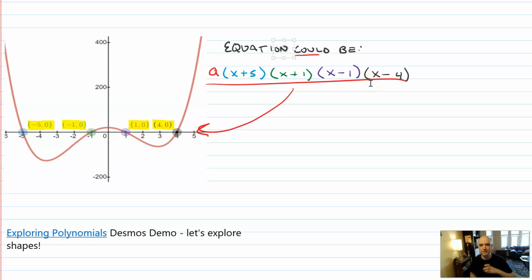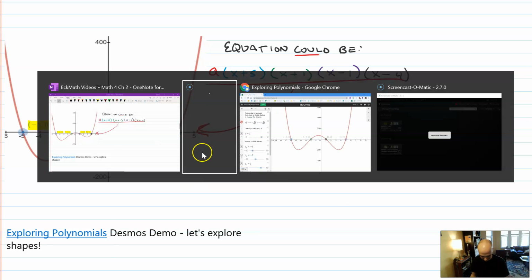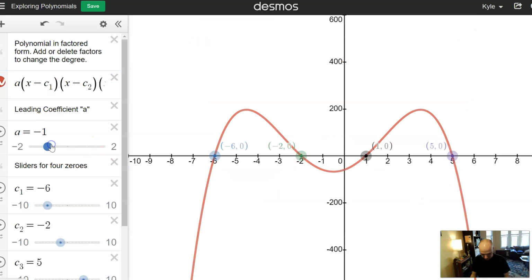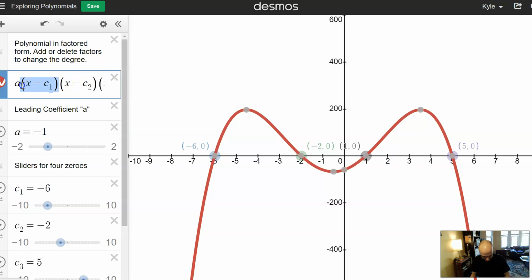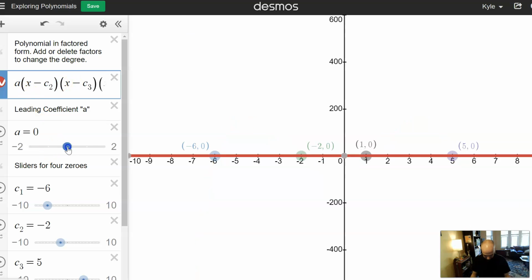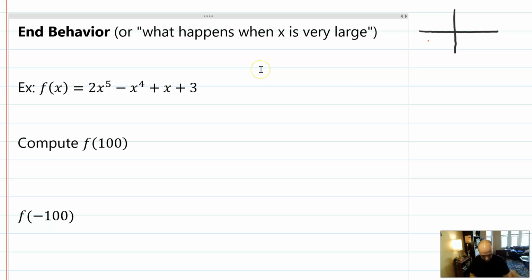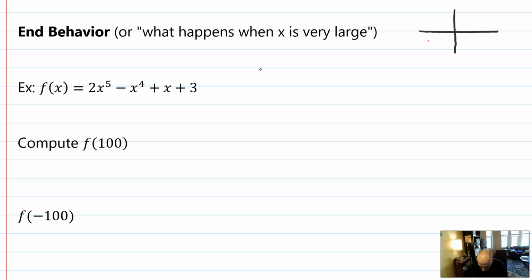So we've just been talking about how the zeros form the shape of the graph, but there's something else that forms the shape of the graph as well, and that is the end behavior, whether the graph is going up and up, or down and down, or perhaps something like this. So there are actually many different kinds of end behavior that a polynomial could have. And it is very predictable. And here's how we predict. End behavior is essentially what happens when x is very large or very small.